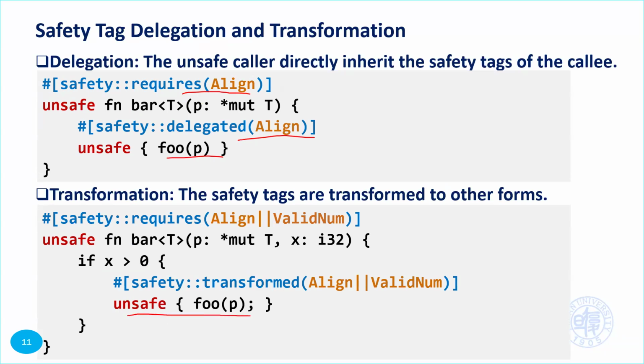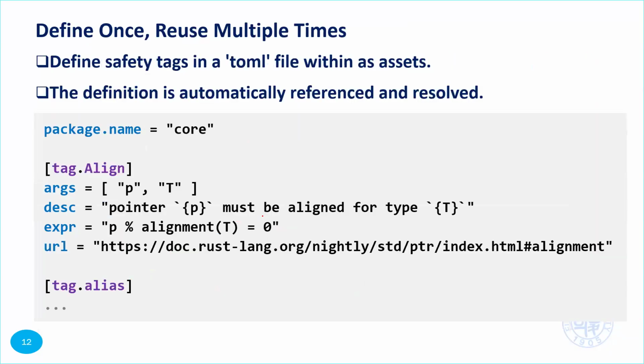If we slightly modify this example with if s is greater than 0, then we call the unsafe function. Then we can transfer the previous alignment safety tag to a valid number, because if x is smaller than or equal to 0, then the unsafe function is not called. So either align or a valid number can satisfy the safety requirement of the unsafe callee. This is the general idea of the basic version of safety tag.